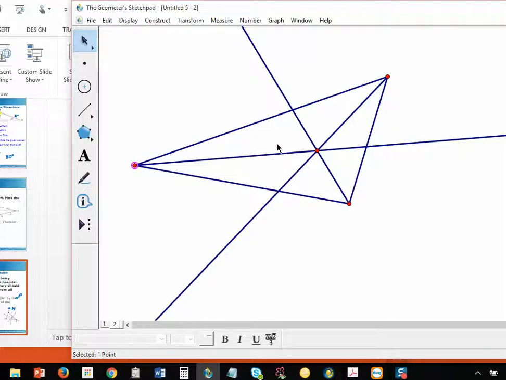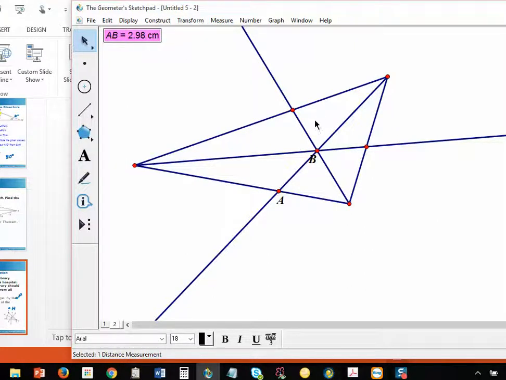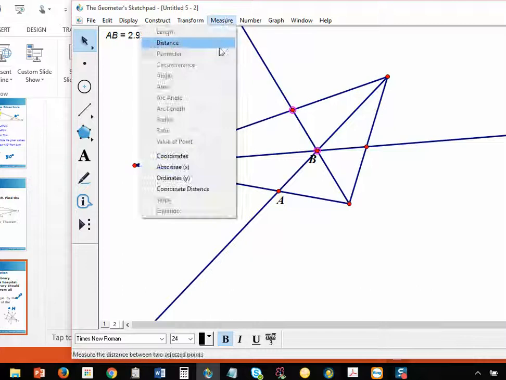And let's see, what else did we know? That the incenter would always be the same distance from the sides of the triangle. I can measure these, I believe. Let me try and see. If I want to measure from here to here, measure distance. Okay, 2.98. Now I'm going to measure from here to here. I had something else selected, so it didn't work. Measure distance.